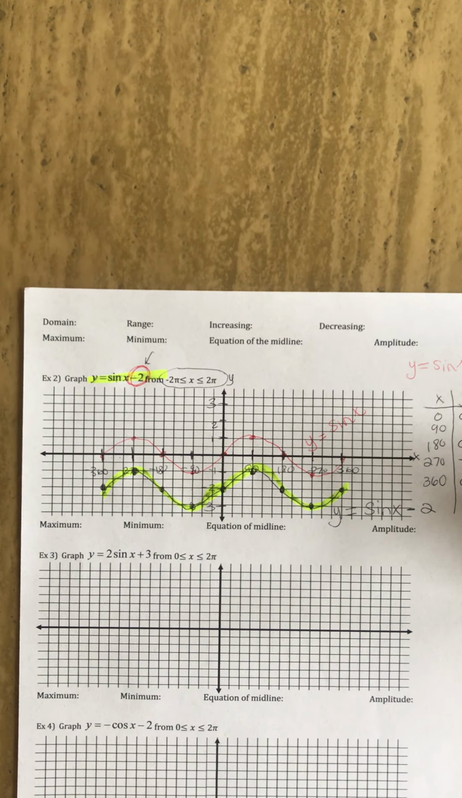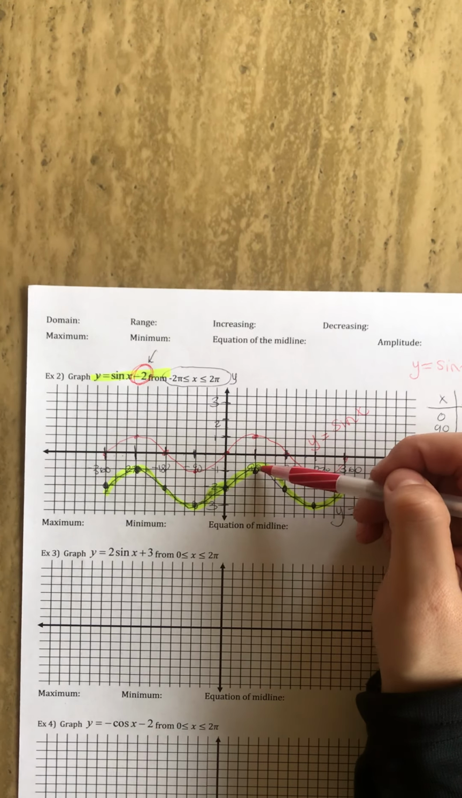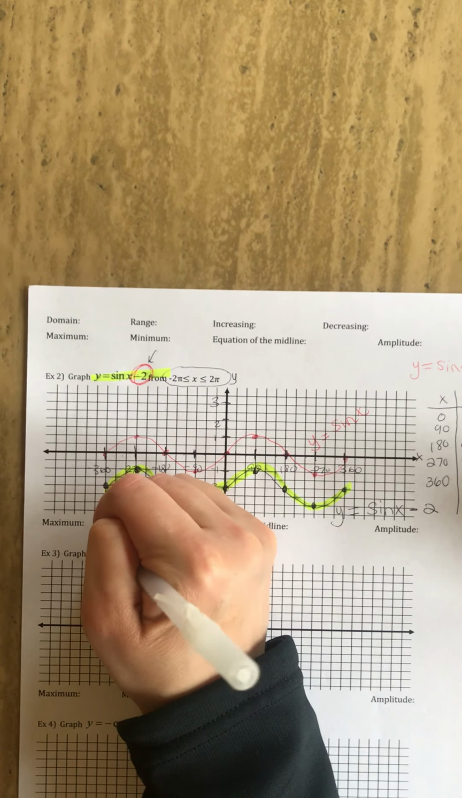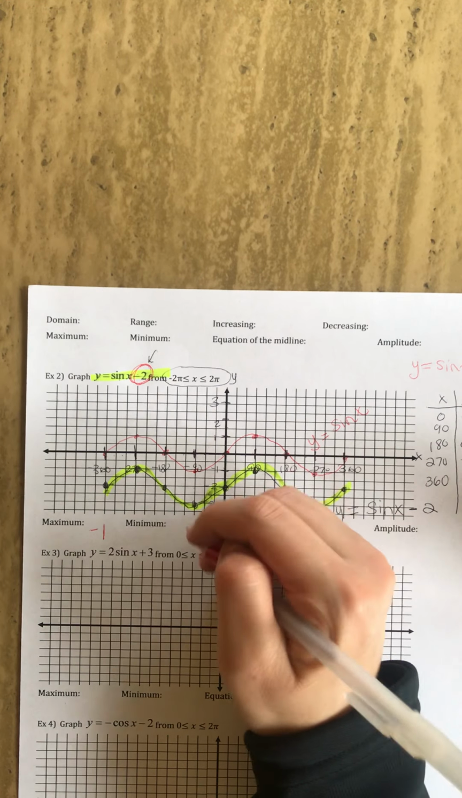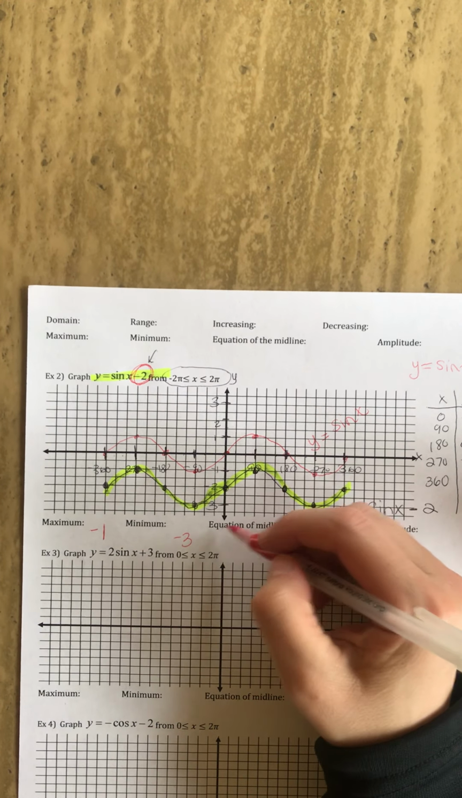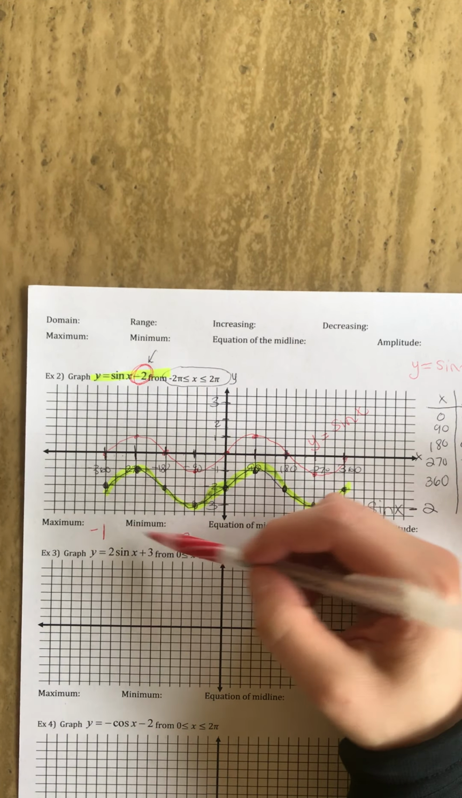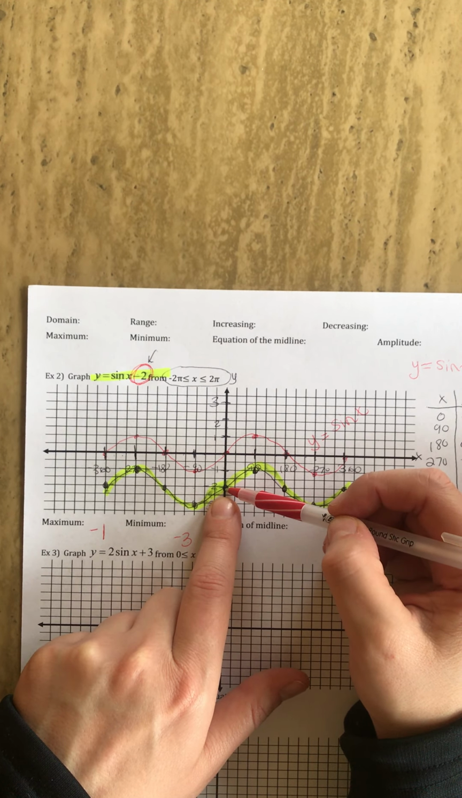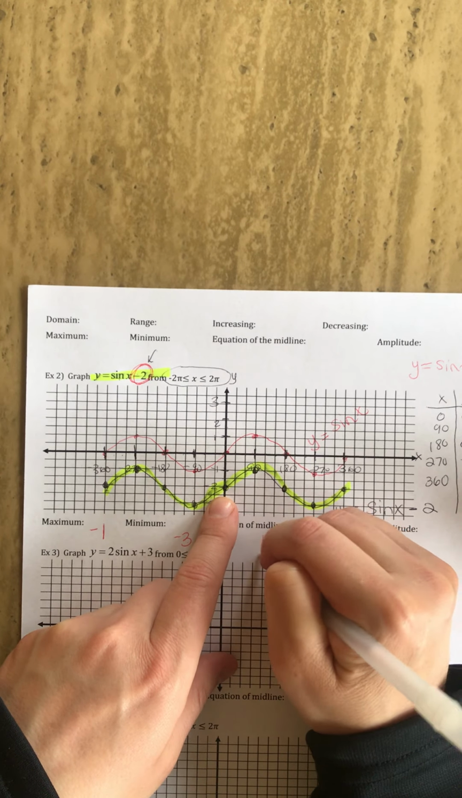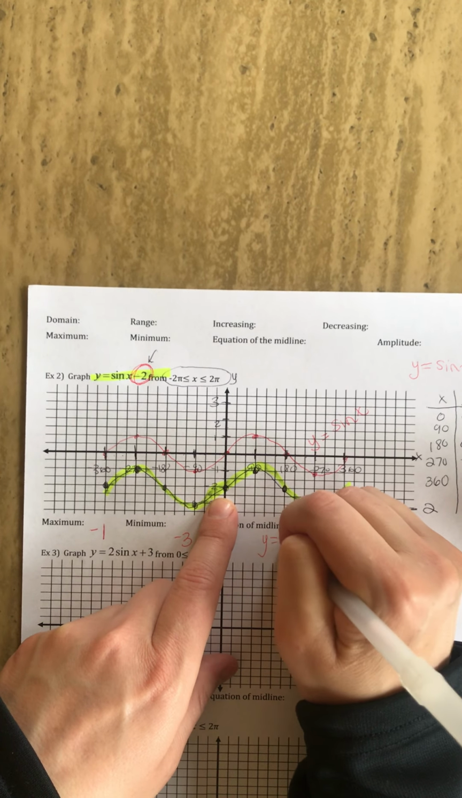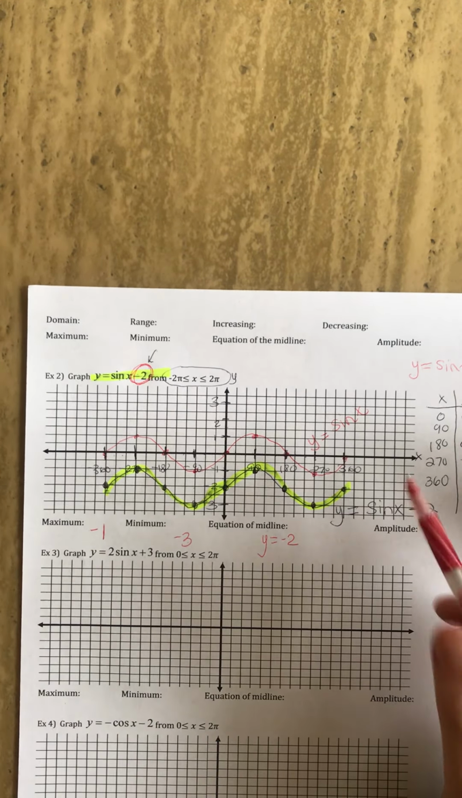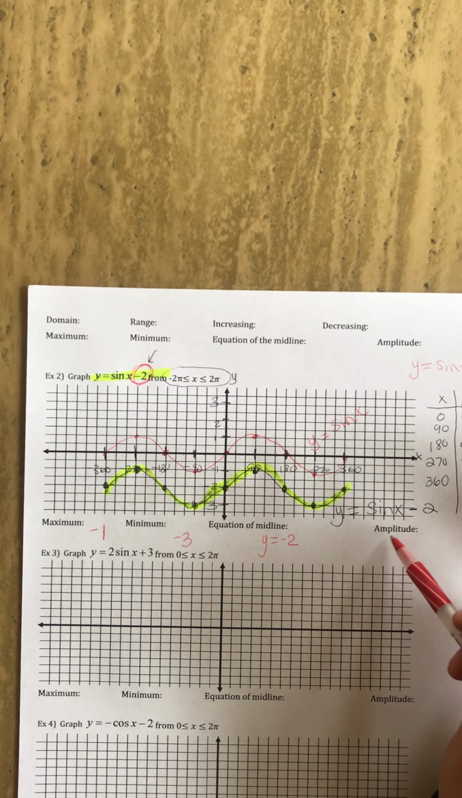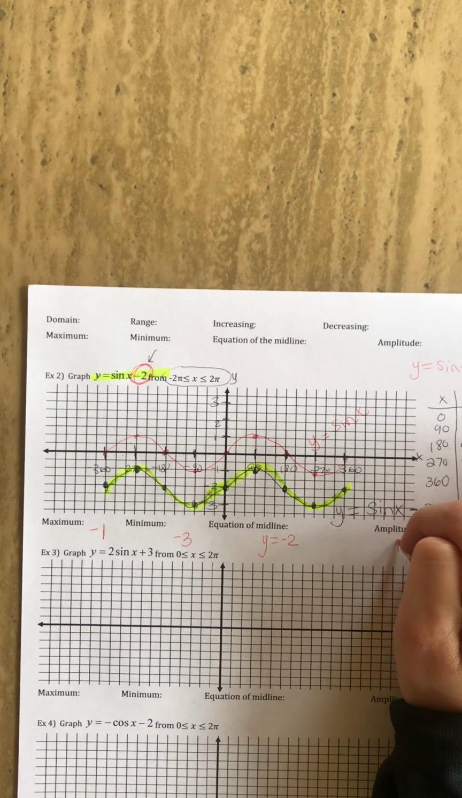Okay, so you can see the max right here is at -1, the min is -3. The equation of the midline: you're going in between -3 and -1. You're going to see that that right there is at -2. So y is equal to -2. And the amplitude, the highest point from the midline, is 1.